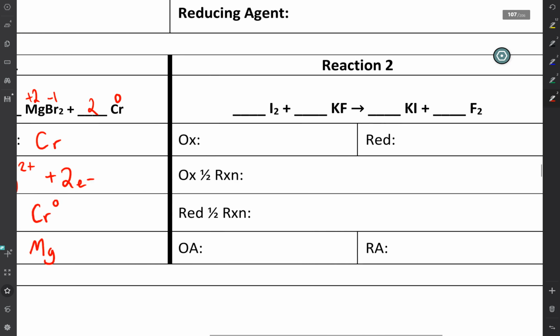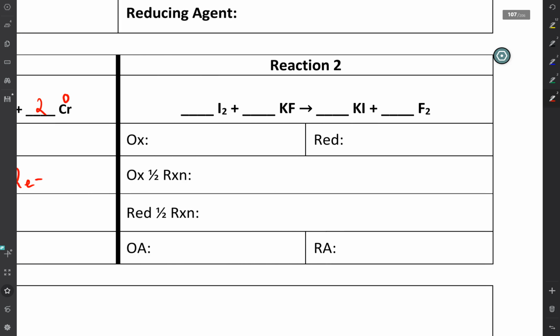We've got another practice problem over here. Pause the video, try this out. We'll get the answers up and quickly review it.